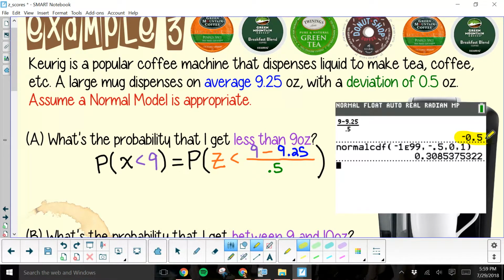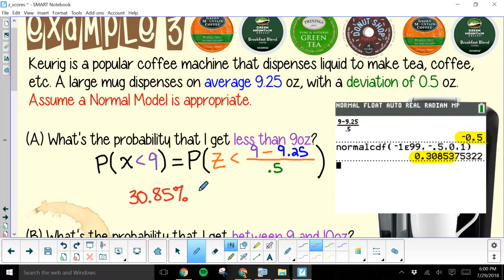So again, here's your z-score. And what is the probability? So probability, you can answer as a percent. So if you want to keep it as 30.85%, you may. Or if you'd like, you can leave it as 0.3085. Either answer is acceptable when it says what is the probability.